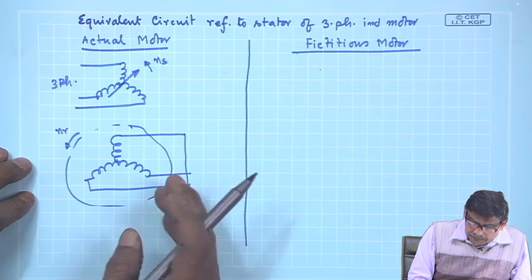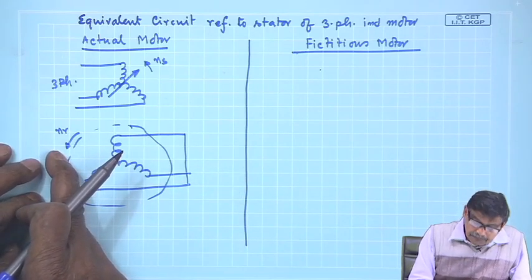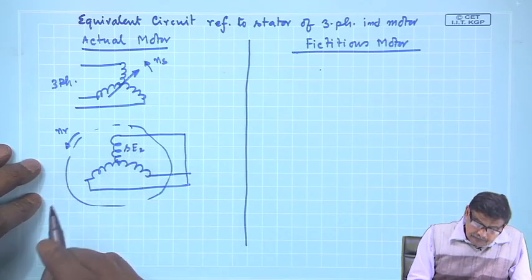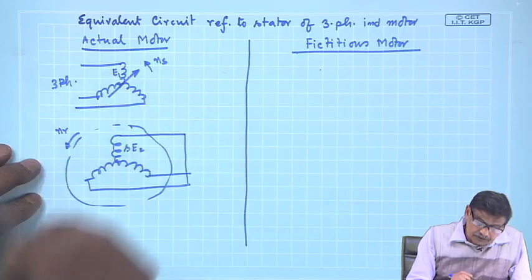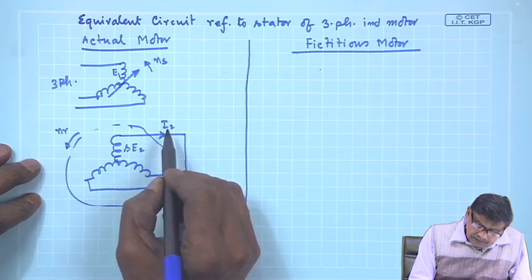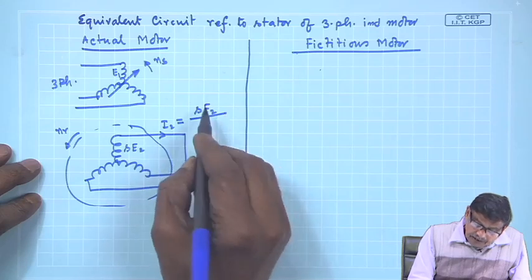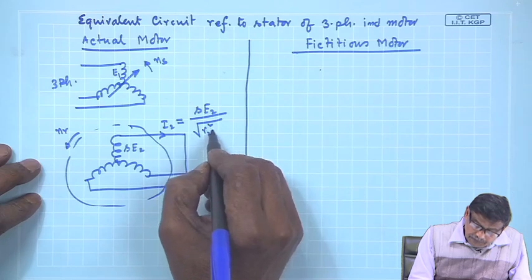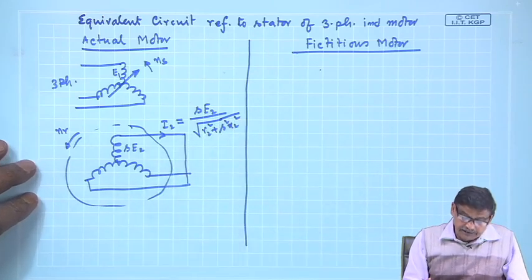When it is running with some slip S, I know the induced voltage here is sE2 per phase, and here it is E1 per phase induced voltage, and there will be some rotor current. This I2 will be equal to sE2 divided by the square root of R2 square plus s square X2 square per phase, where X2 is the standstill leakage reactance. Fine.